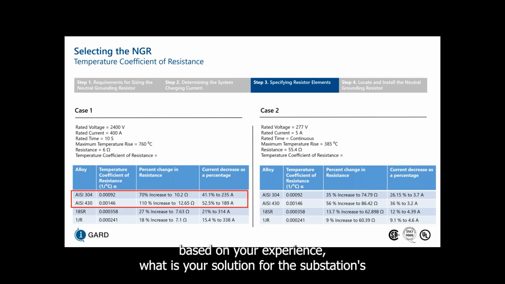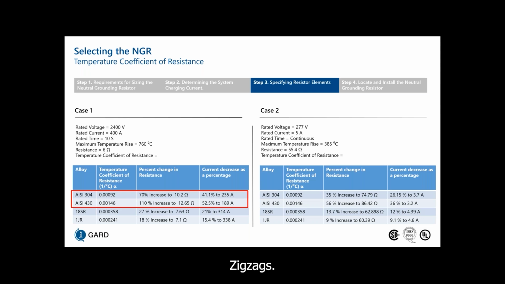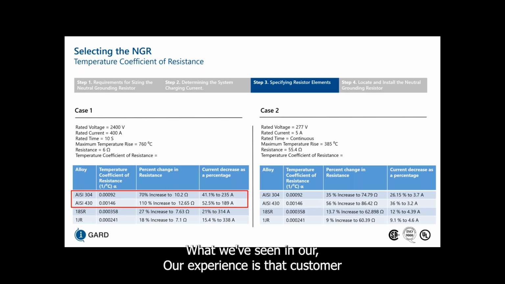Based on your experience, what is your solution for the substation's internal voltage source? Zig-zag secondary star or separate station transformer? What we've seen in our experience is that the customer would typically, for substations, connect the resistor directly off the neutral point.